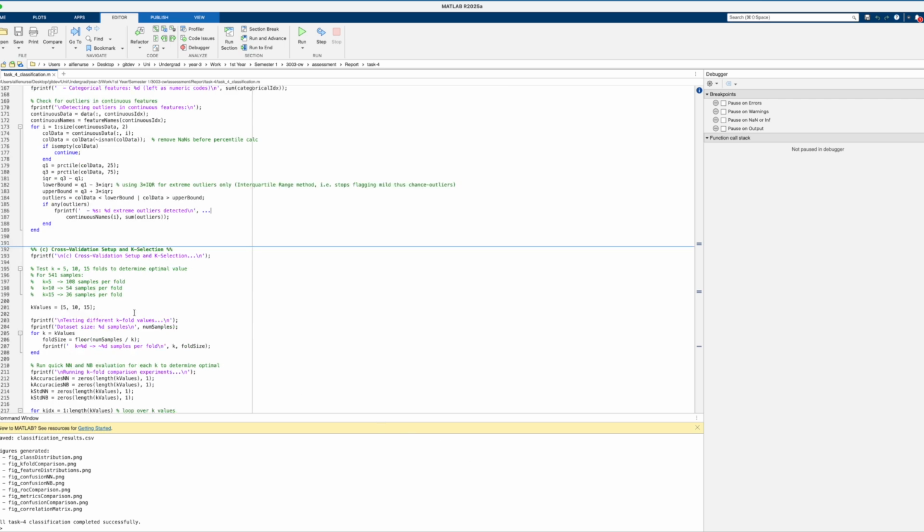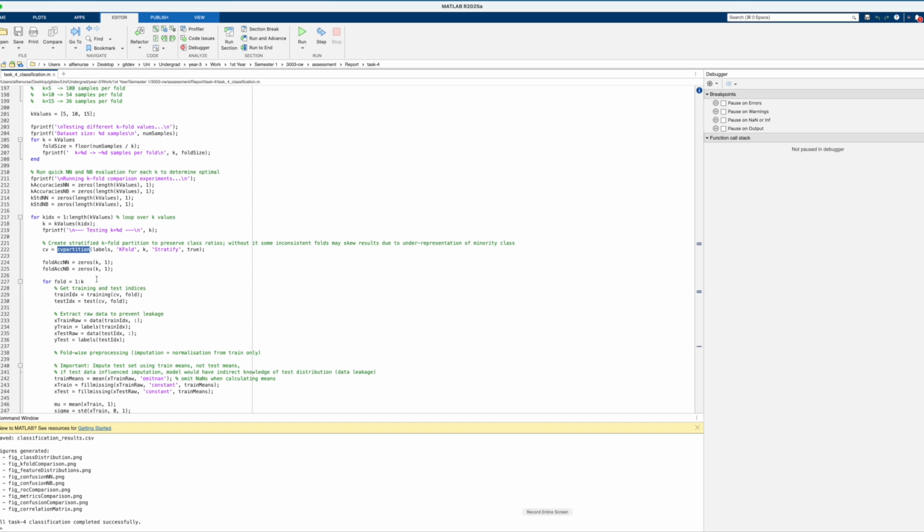Now for the cross-validation, I tested 3 k values, where the folds are 5, 10, or 15. I do stratified partition here, using cvpartition with stratify set to true, which preserves the class ratios in each fold. Without this, some folds might have too few PCOS cases, which would skew the results.